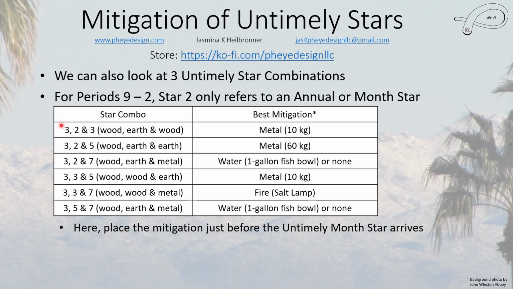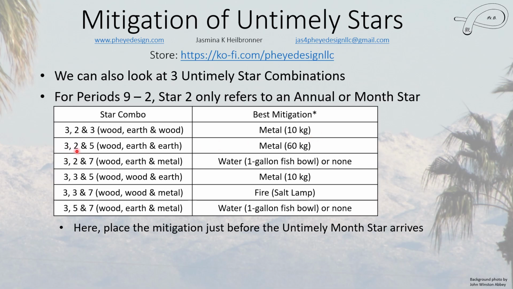So here we're dealing with star 3 as well. Actually, it could be in any one of your charts. And so we have a 3, 2, 3. So it's wood, earth, wood. I again recommend metal, not a ton, but some.